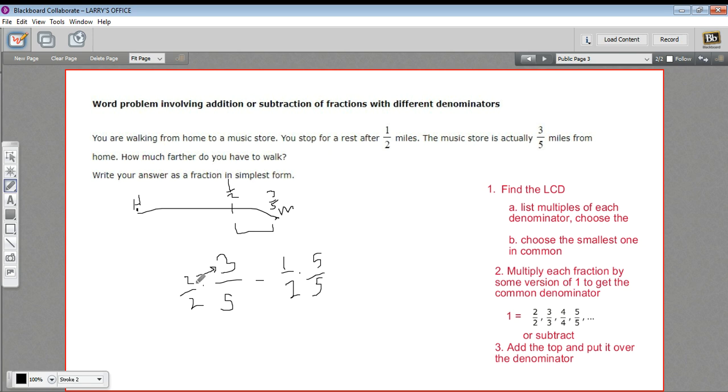So multiplying across the top here and across the bottom, 2 times 3 is 6, and 2 times 5 is 10. And then our minus sign, and then here 1 times 5 is 5, and 2 times 5 is 10. So we have 6/10 minus 5/10. 6 minus 5 is just 1, so there's only 1/10 of a mile left to go. So that is the answer to that word problem.